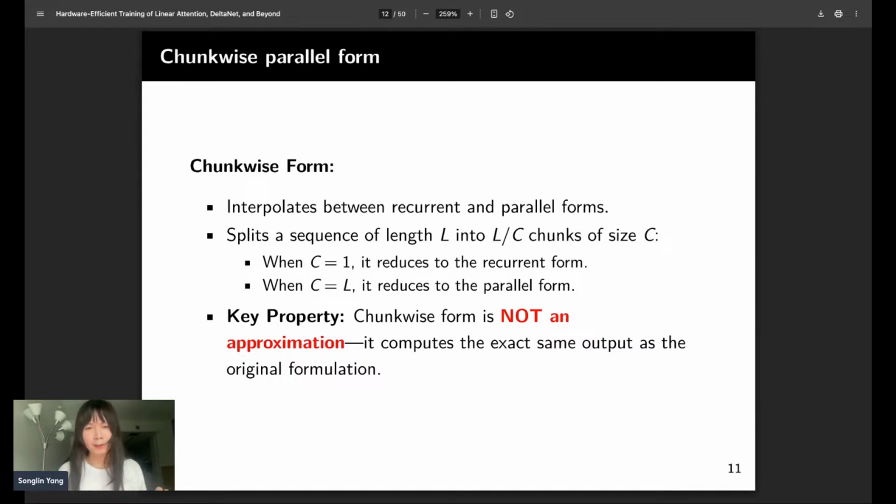Here, I also want to emphasize that the chunkwise form is not an approximation. It is mathematically equivalent to the recurrent form and the parallel form, because linear attention involves a lot of linear operations, which allow us to leverage the associativity property to do these mathematical transformations.